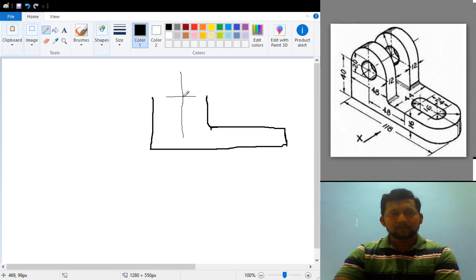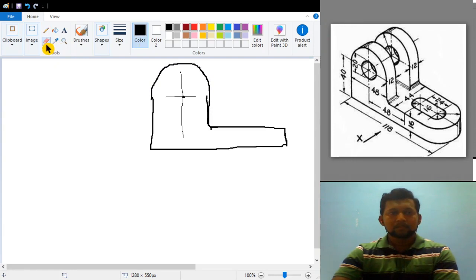you will get the center. Once you get the center, you can take 24 mm on the compass. Why? Because this particular distance is 48 mm, so you have to take 24 mm on your compass. With this point as the center, you complete the semicircular block like this.